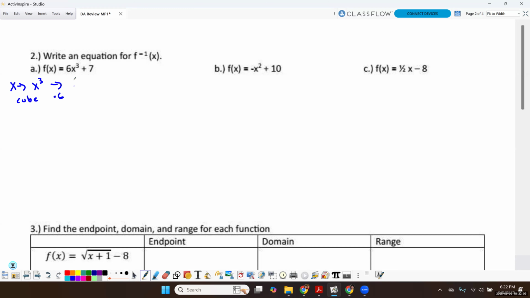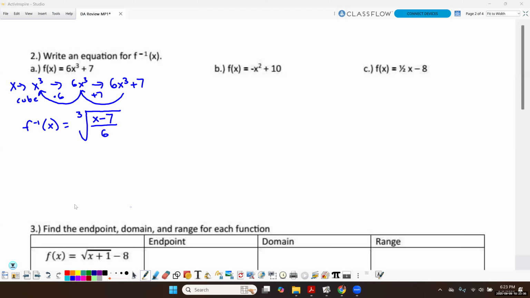Then I would multiply by 6. Then I would add 7. To undo this, the first thing I would do to build the inverse is I'm going to go x minus 7, because the opposite of adding is subtracting. The opposite of multiplying is dividing. And the opposite of cubed is cube root. Okay. So there is my first inverse function.